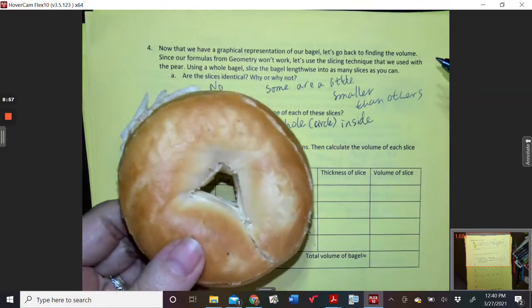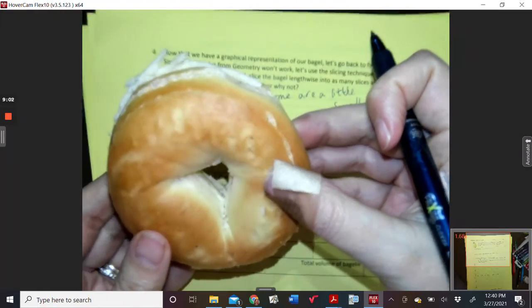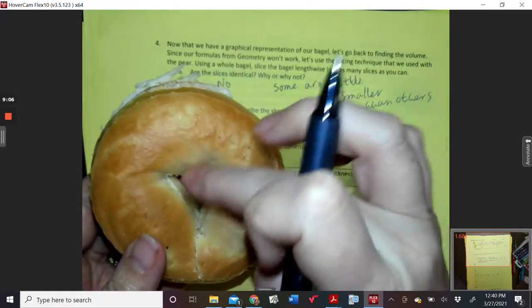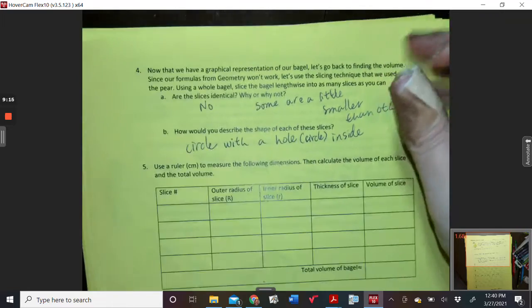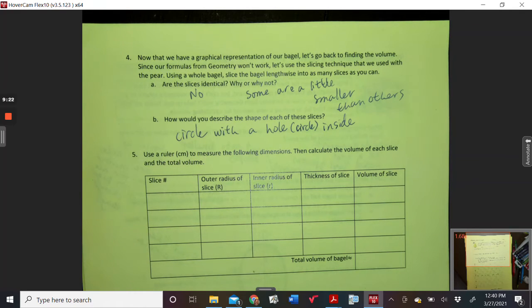I think if I'd used a whole bagel, that would be more circular than it is here on the smaller bagel. Bagels are made differently than donuts, where they actually use a cutter and the donut is a clear circle. It also made more sense to talk about the cream cheese with the first cut that we made. All right, use a ruler to measure the following dimensions. We want to be in centimeters, then calculate the volume of each slice. So I'm going to take the bottom slice. We'll start with the bottom.